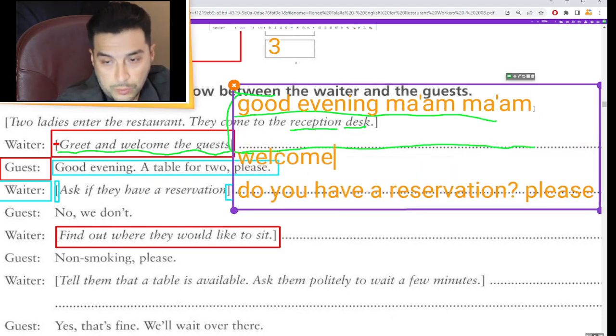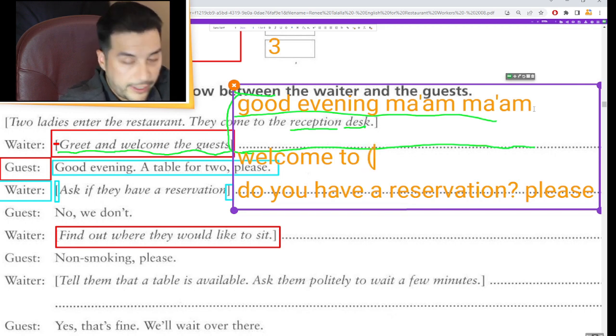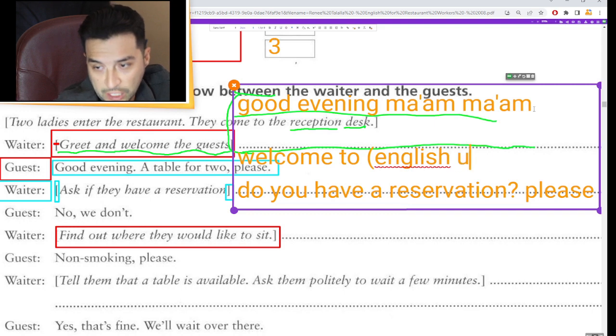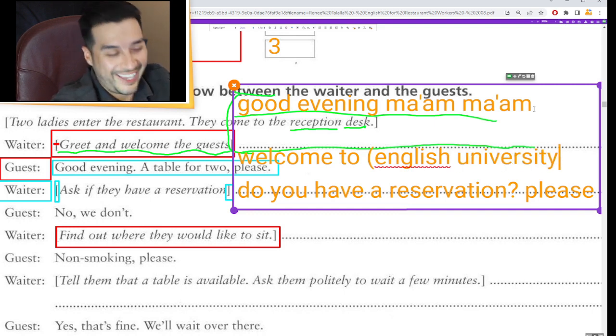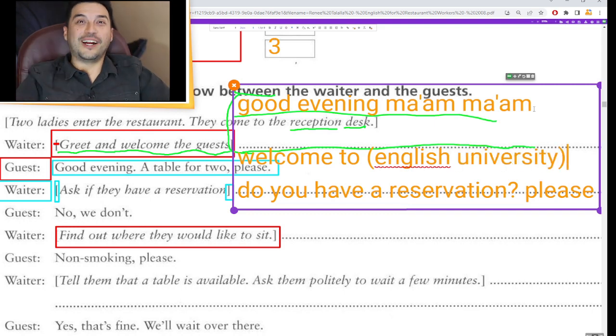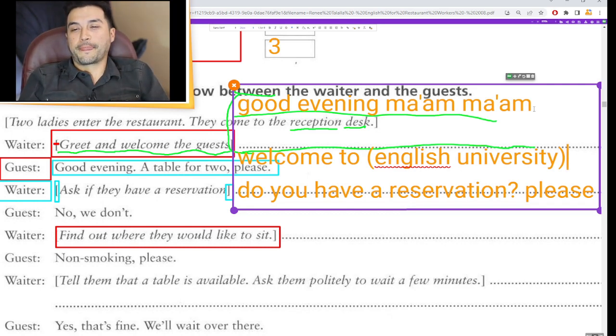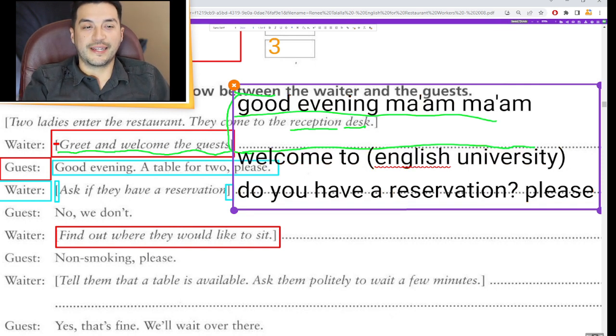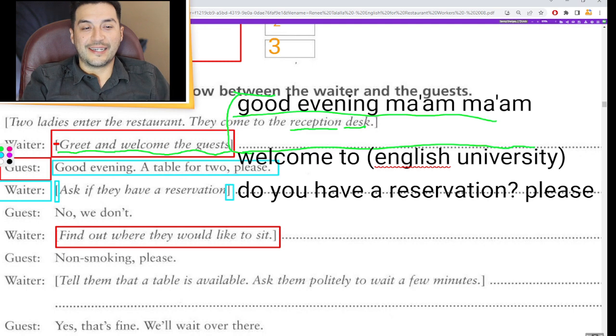Welcome to, and here put your restaurant. My restaurant is English University, right? English University restaurant. Good evening, ma'am. Welcome to English University. Excellent. Okay, we have the greet and the welcome now. Greet and welcome. Now ask if they have a reservation.